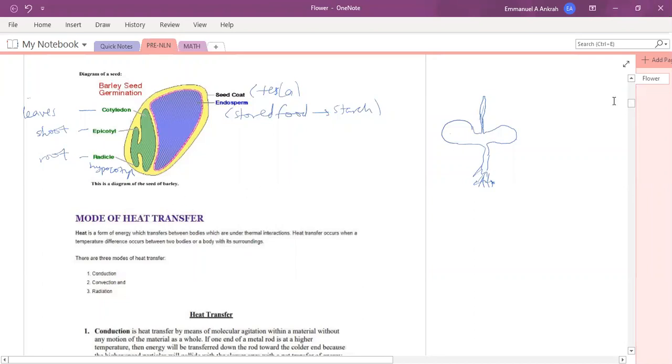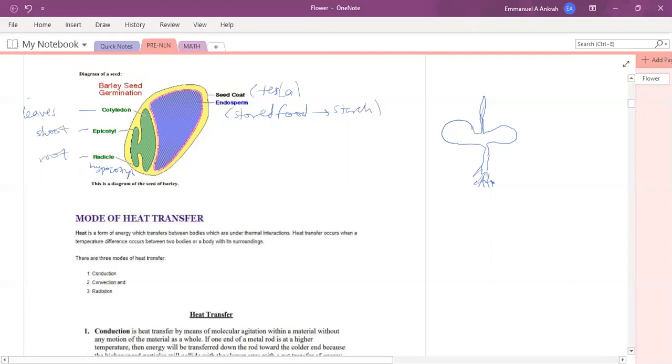Any questions so far on the first part, the flower and pollination? Flower and pollination. Today we're going to go through a lot of questions in the book. Today's lesson should be pretty much straightforward. Okay, so I believe so far so good for the first part.